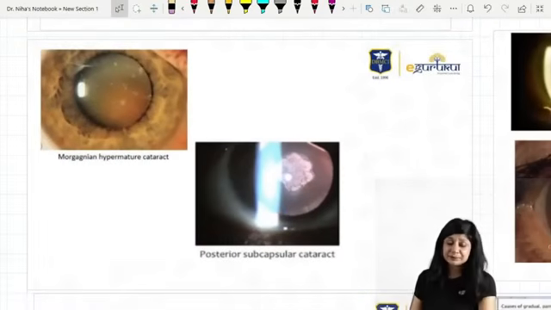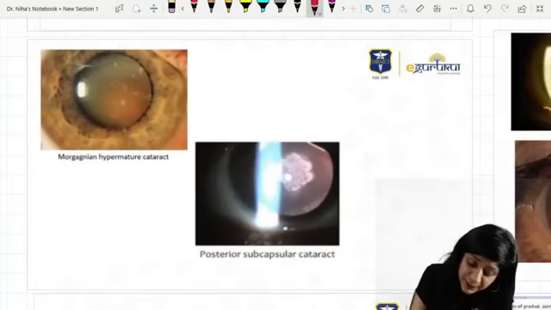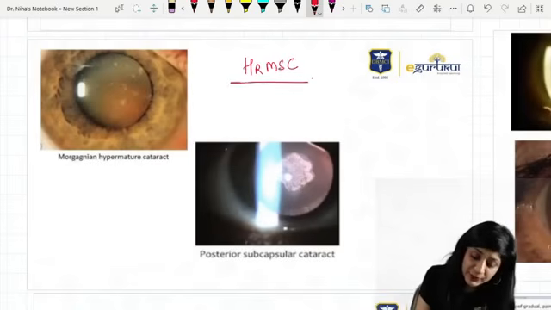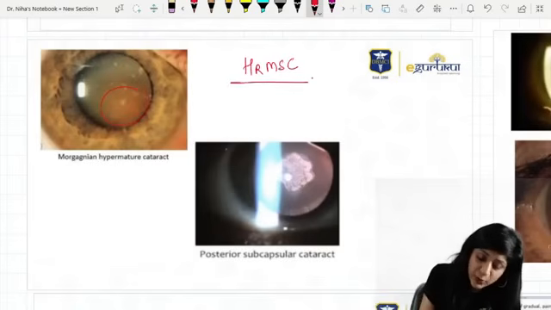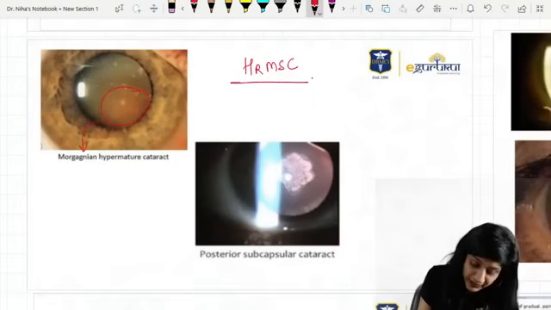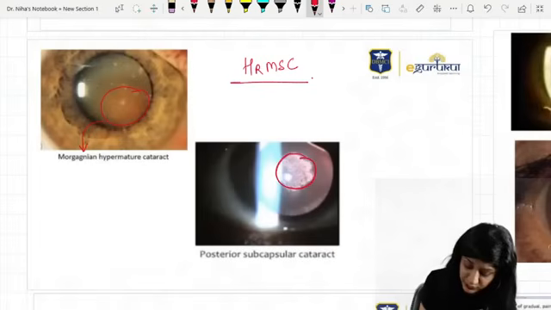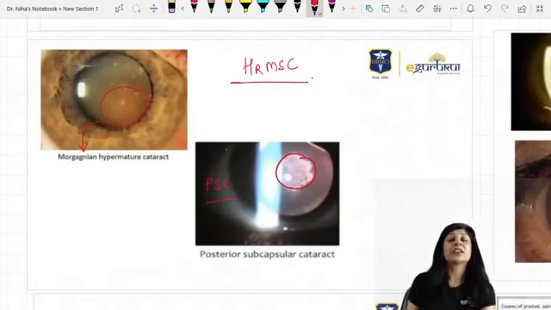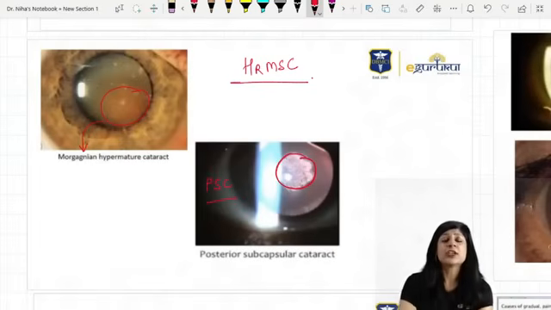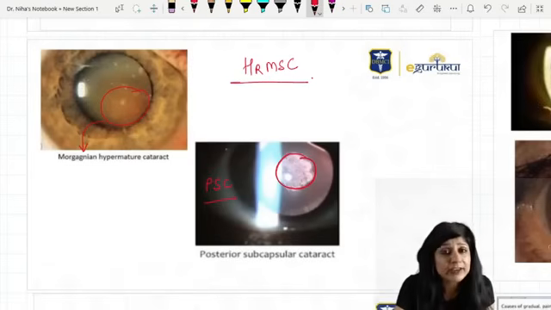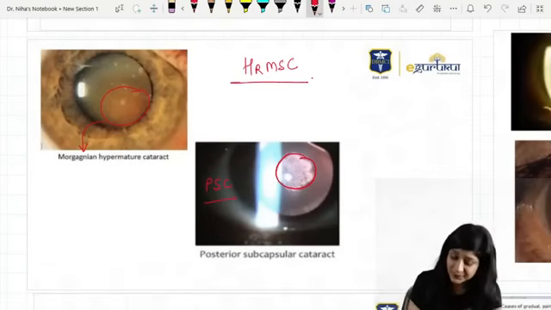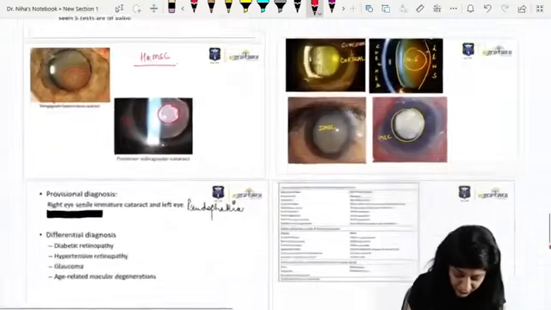Then see this. We can also have the hypermature senile cataract. In hypermature, this is the nucleus settling at the bottom, so this is your Morgagnian type, while this is a plaque-like area in the center, so this is your posterior subcapsular cataract. This we have done in the image-based sessions also. Chalky white color is your hypermature cataract, grayish white is immature cataract, pearly white is mature cataract, right? So these are the different kinds of cataract.